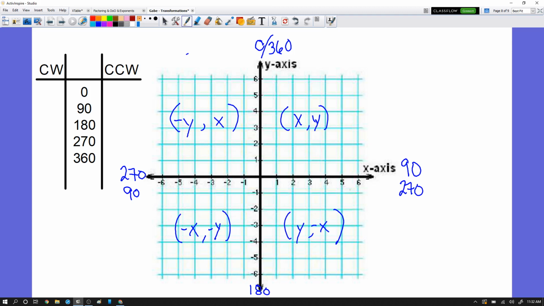Now, reading the map. If I'm in quadrant 1 and I want to go 90 degrees, that's going to put me one quadrant away. Okay, so I'm going clockwise, because I'm going from top right to bottom right, like around like a clock. That means if I were to go a 90-degree rotation, that I would end up with coordinates like this. Okay, so clockwise 90 degrees would be y, negative x.